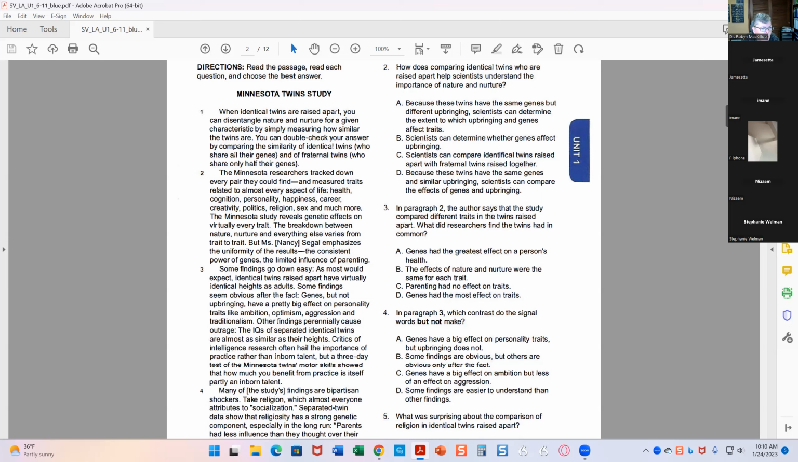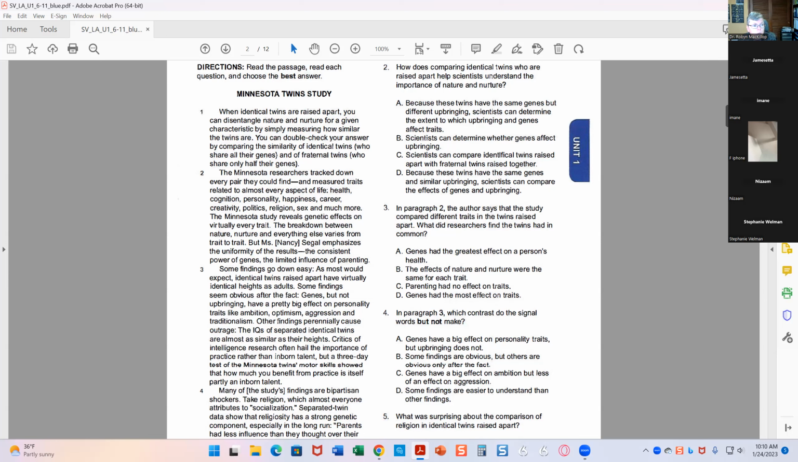And the questions, just a brief glance, we're probably going to have to read. How does comparing identical twins? Yeah, we're going to have to read for that one. Number 3, at least, we can go directly to paragraph 2. Number 4, we can go directly to paragraph 3. And then number 5, what was surprising about the comparison? So we have to read for the first one and the last one.